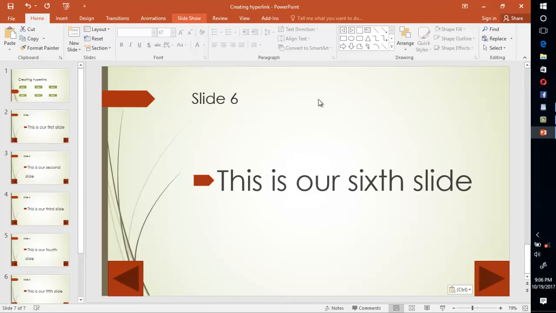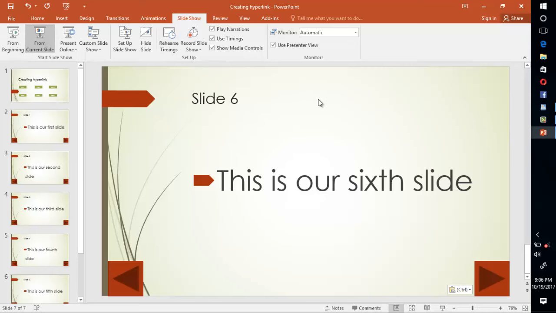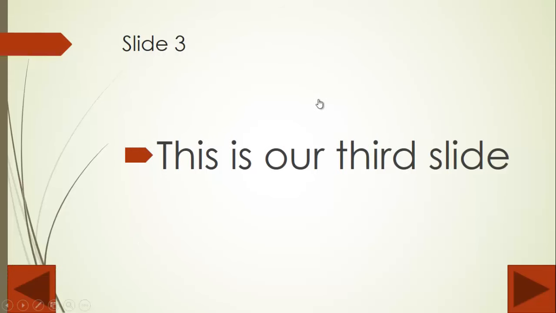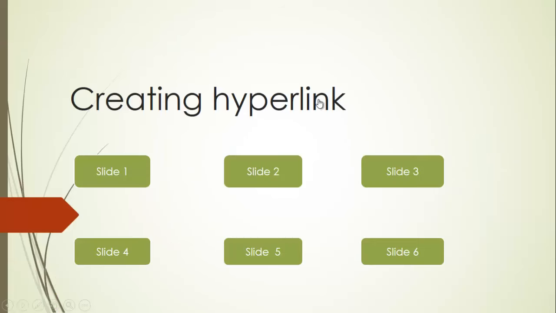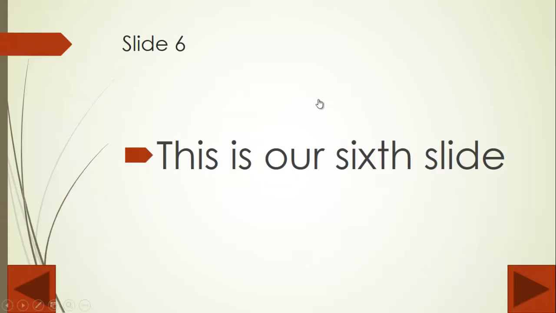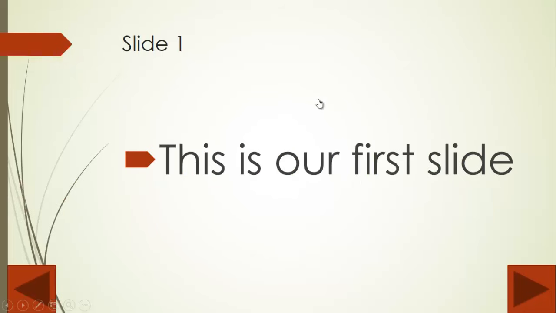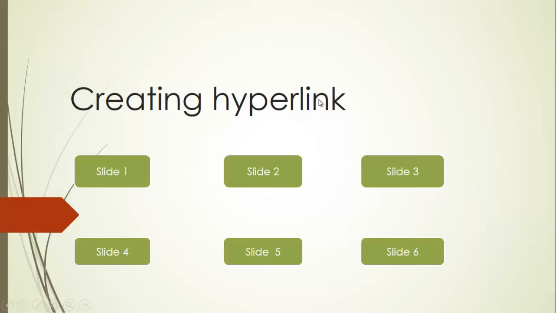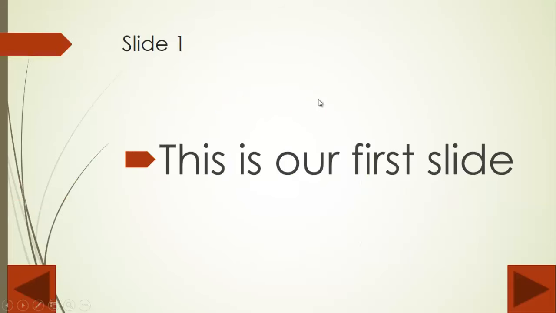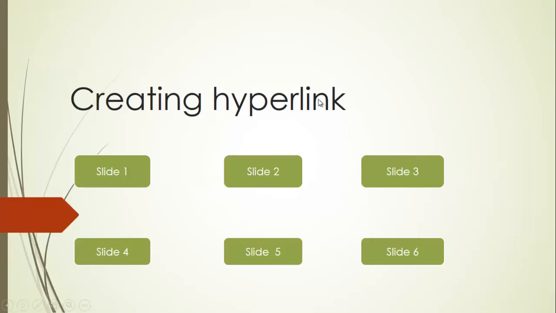Now let's go to slideshow, then from current slide. So this can take us to the next slide, previous slide. If you want to move to the next slide, previous slide. Then if you are here, you can click any of these to go to any of these slides. So this will take us to the last slide, which you have not linked it well. So this will take us to slide 5. Then this will take us to slide 4.